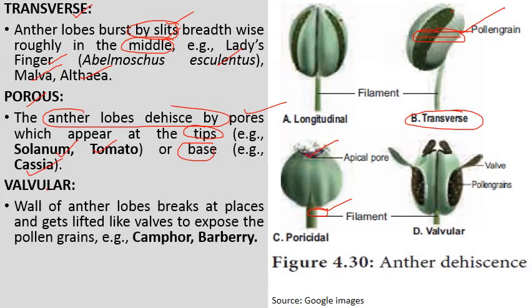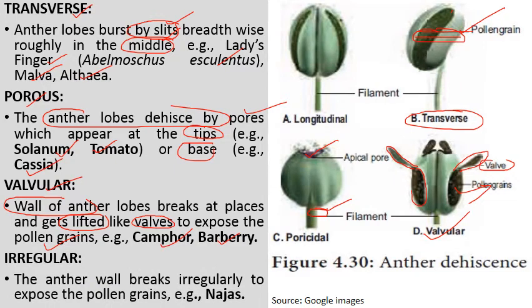Next comes valvular dehiscence. In this type of dehiscence, जो walls हैं anther की, anther lobes break at various places and get lifted. और जो break होते हैं pieces वो lift हो जाते हैं like valves that we can see in this diagram. जो breakdown हो जाते हैं anther lobes बाहर से वो lift हो जाते हैं to form this slit like structure or valve like structure. Valve की तरह structure बनता है और यहाँ से pollen grains बाहर release होते हैं. And these valves expose the pollen grains, and this is found in case of camphor and barberry.